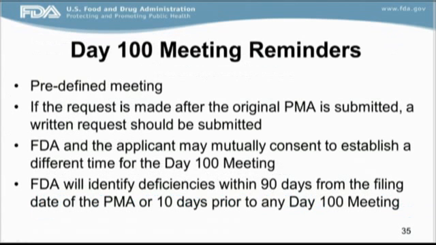A few reminders regarding Day 100 meeting requests is that these are predefined meetings. These requests should be submitted with the original PMA, but can be submitted as a Q sub no later than 70 days from the PMA filing date. FDA and the applicant may, by mutual consent, establish a different time for the Day 100 meeting. And lastly, FDA will communicate the identified deficiencies to the applicant within 90 days from the filing date of the PMA or 10 days prior to any Day 100 meeting.